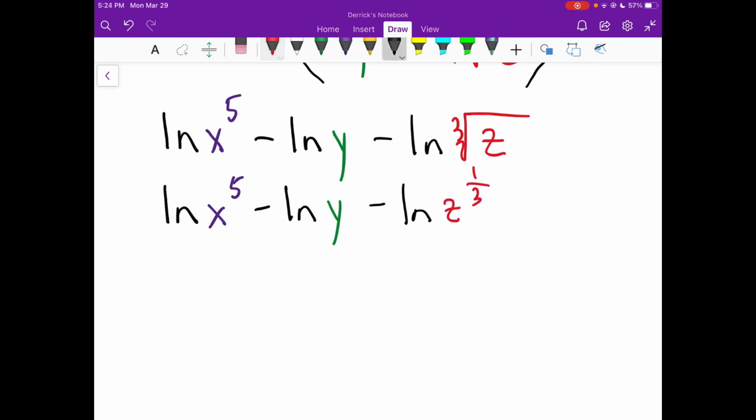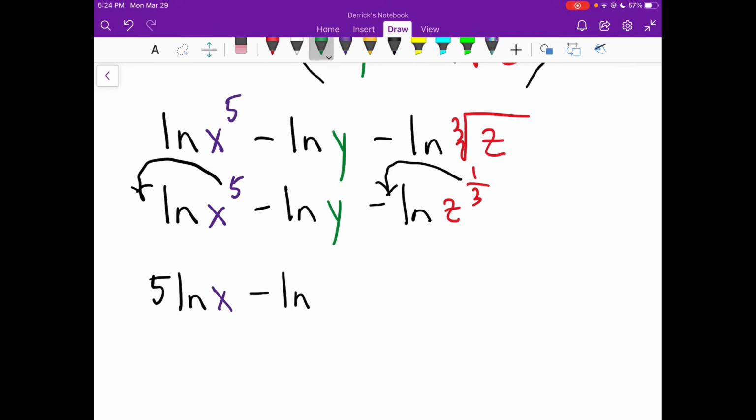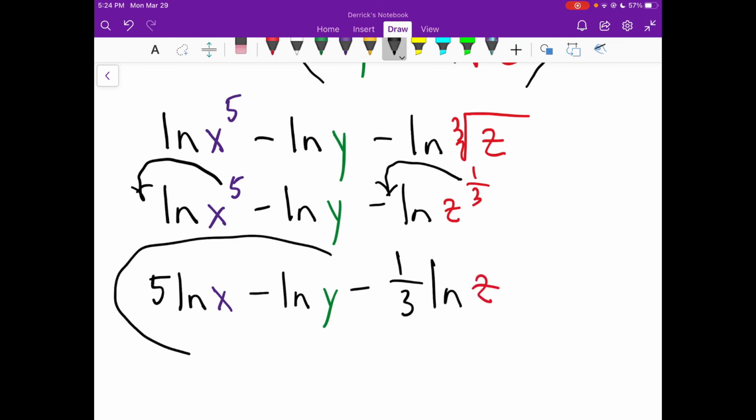And so to finish this out, we could move our exponents to the front as coefficients of their respective logs, giving us a final answer of 5 times the natural log of x minus the natural log of y minus a now 1/3 times the natural log of z. And that would be your full expansion.